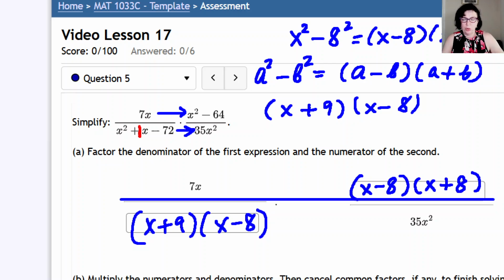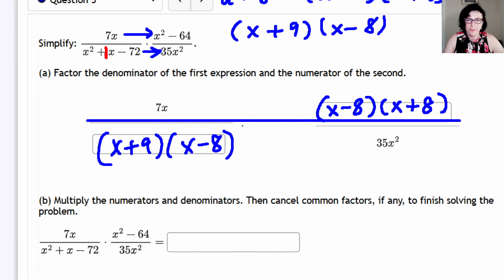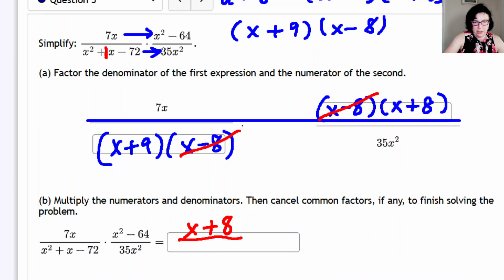Now I'm going to start looking at this and saying to myself, okay, what will cancel here? What can I cancel? All right, the first thing I do is I see x minus 8 here, x minus 8 here. That cancels out. Then x plus 8 and x plus 9 does not cancel. I'll have to write that. Unfortunately, that doesn't cancel. So x plus 8, x plus 9, I have that here.